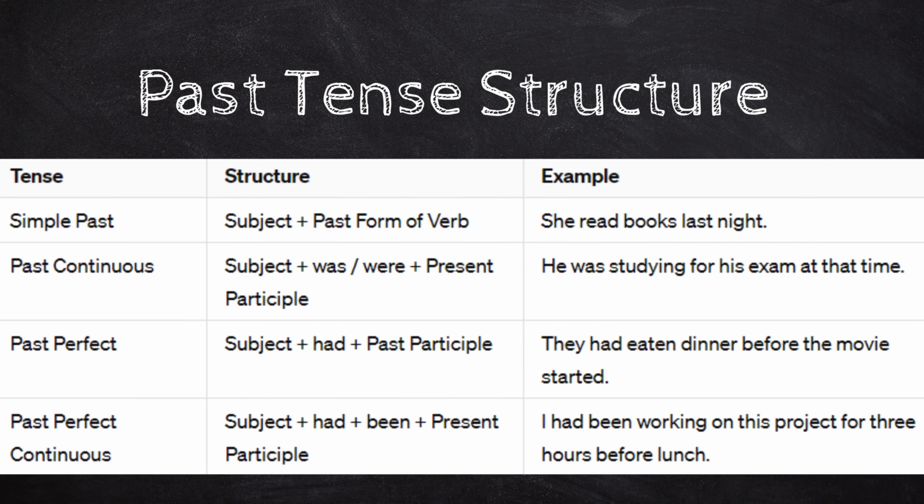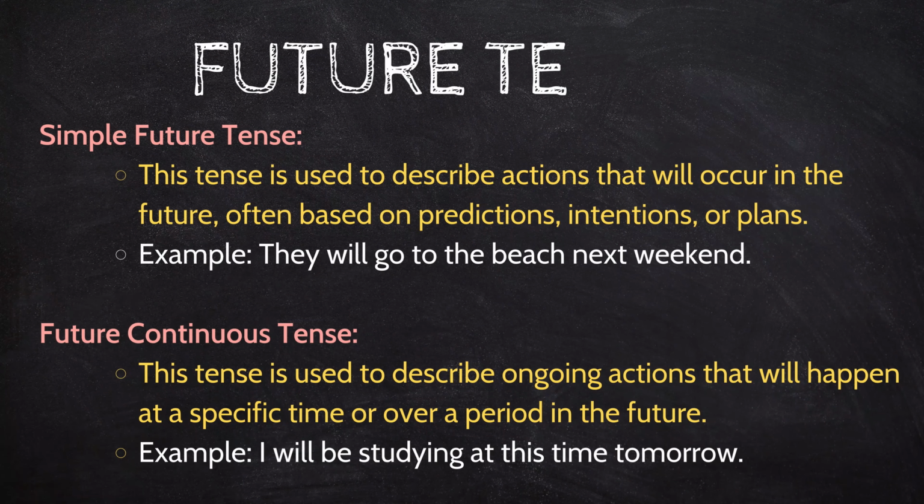We saw present tense, we saw past tense. Now let's move on to the future tense. Simple future tense is used to describe actions that will occur in the future, often based on predictions, intentions, or plans. Example: they will go to the beach next weekend.